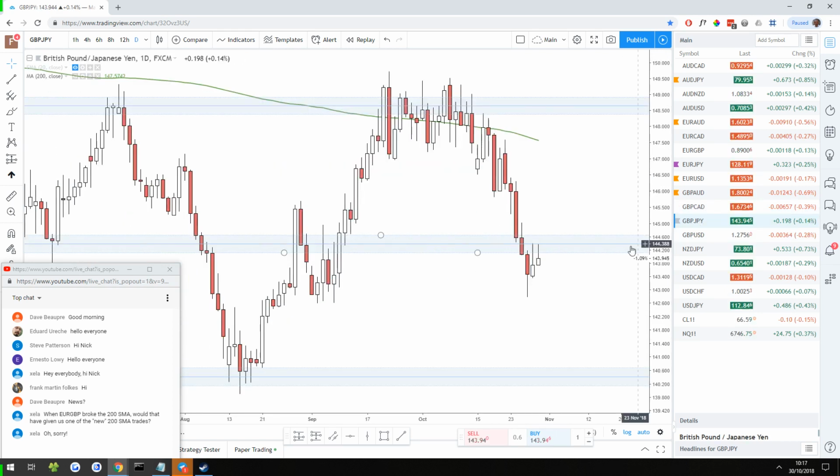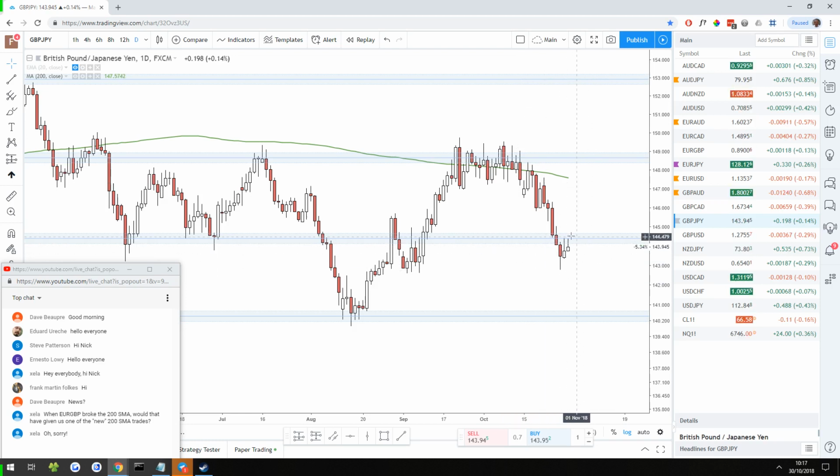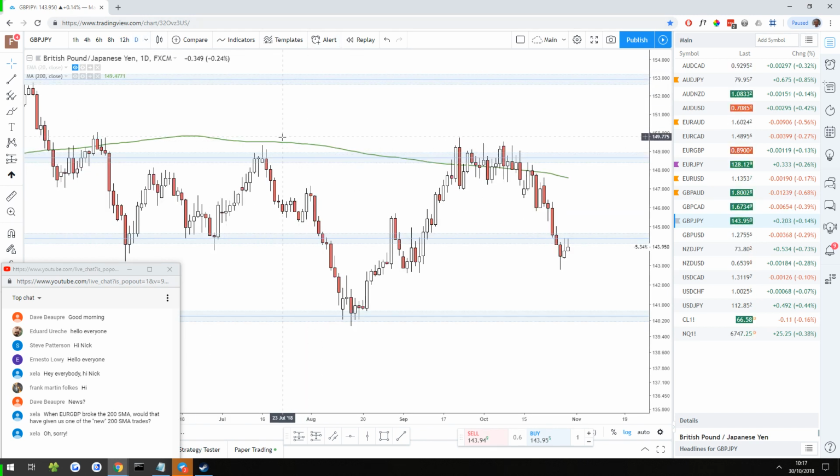GBPCAD, nothing much is going on. GBPJPY, it's broken below this area, but this is a bit of a messy area. Yeah, I'm not convinced of a continuation. When it breaks below a support area, we're usually looking for continuations.